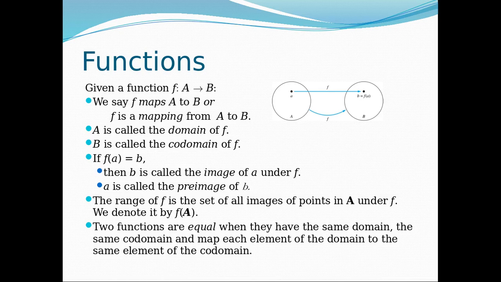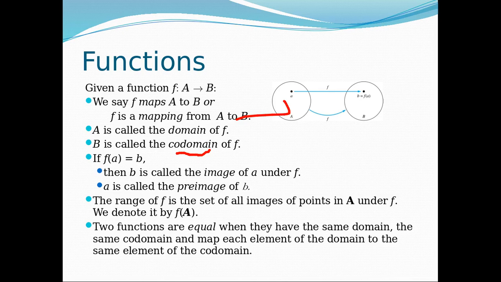So given a function f from A to B, we say that f maps A to B, or f is a mapping from A to B. So we have a set A with an element a, and this is a mapping from A to B. Then we say that A is the domain of f and B is called the codomain of f. If f of a is equal to b, then b is called the image of a under f. This is called the image of a under this function f.